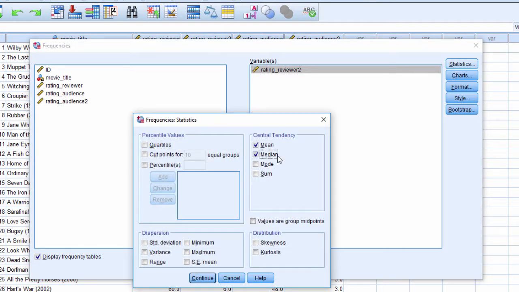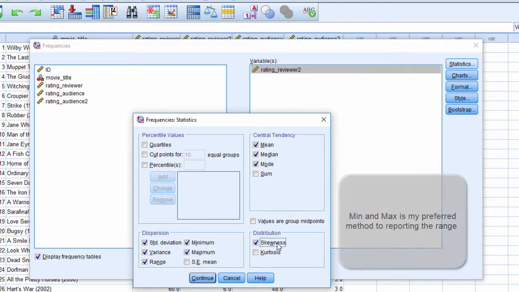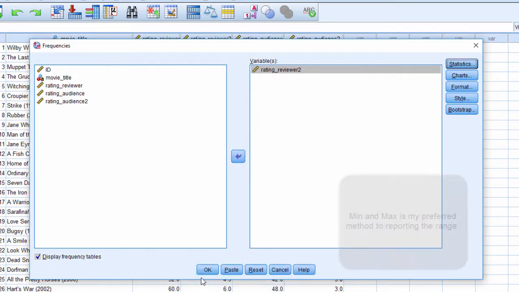Statistics: mean, median, mode, and let's just throw in a few other ones, standard deviation, variance. And SPSS calculates the range in two ways. So you've got the range here, which is not my preferred way. We have the minimum, the maximum, we have skew and kurtosis. So those are a large number of descriptive statistics for this analysis, and I'll include the frequency tables as well just for fun.